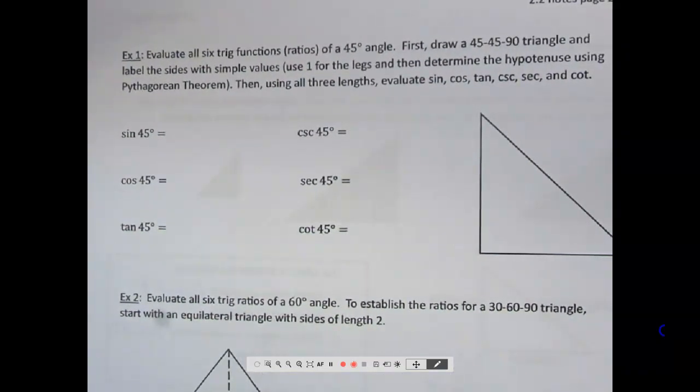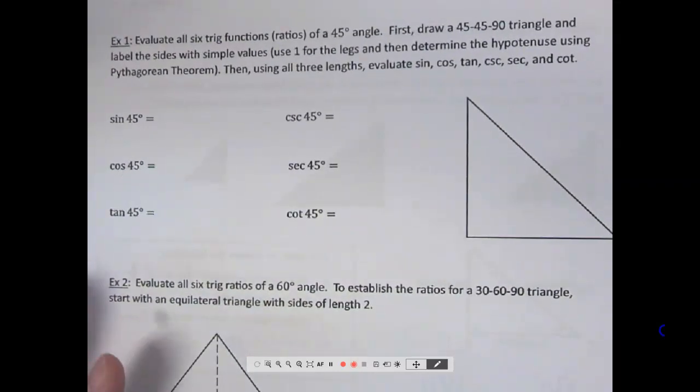Evaluate all 6 trig functions, or ratios, of a 45-degree angle. Okay, so first we're going to draw a 45, 45, 90 triangle, which I have already printed here for you, and label the sides with simple values. Use one for the legs, and then determine the hypotenuse using Pythagorean theorem. Then, using all 3 lengths, evaluate sine, cosine, tangent, cosecant, secant, and cotangent.